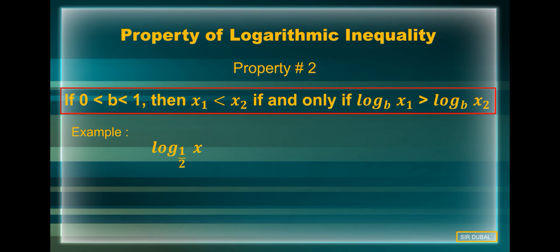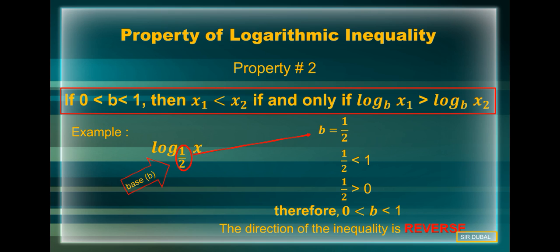Example, log of x with the base 1/2. This 1/2 here is our base. So b is equal to 1/2. We all know that 1/2 is less than 1. We also know that 1/2 is greater than 0. Therefore, b, which is equal to 1/2, is greater than 0 but less than 1. In this case, the direction of our inequality will be reversed.